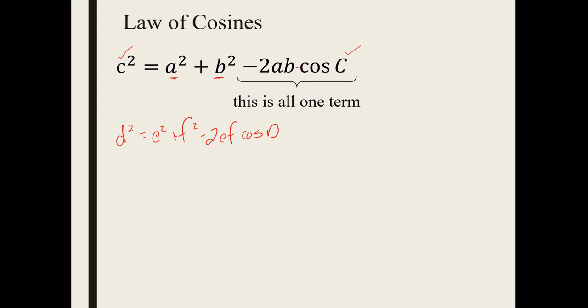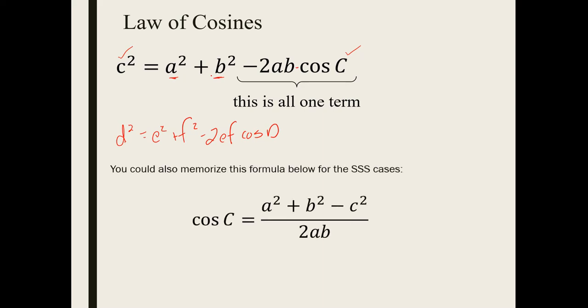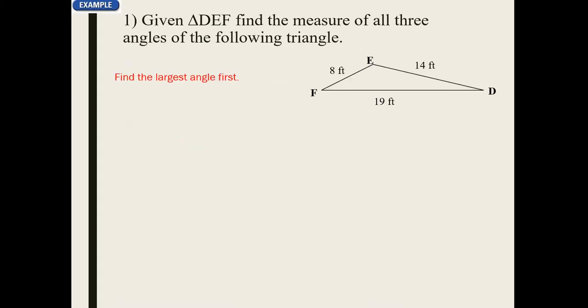I could also take this formula and isolate the cosine of angle C by subtracting the a squared and subtracting the b squared and then dividing by 2ab. I'd have to do some fancy work with the negatives, and I would end up with this formula. This formula could be useful in the side, side, side cases. I wouldn't recommend that you memorize it, and I'm not going to use it for any of my examples today, but it's there for you.